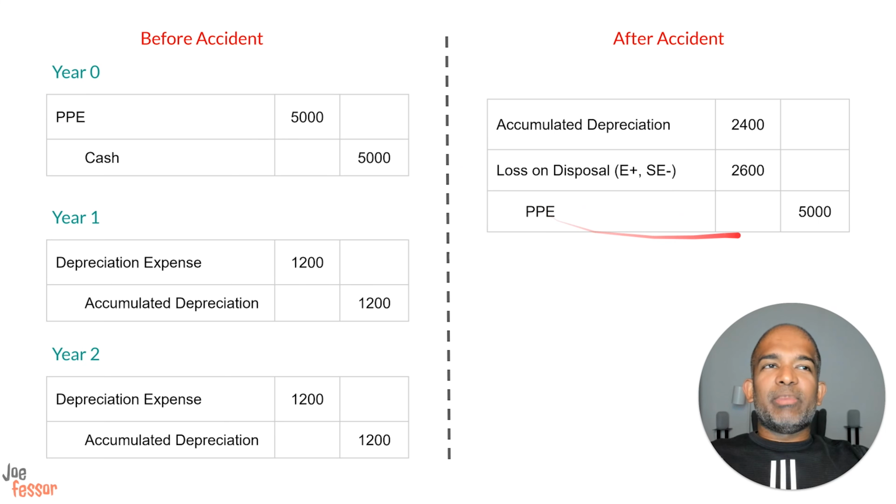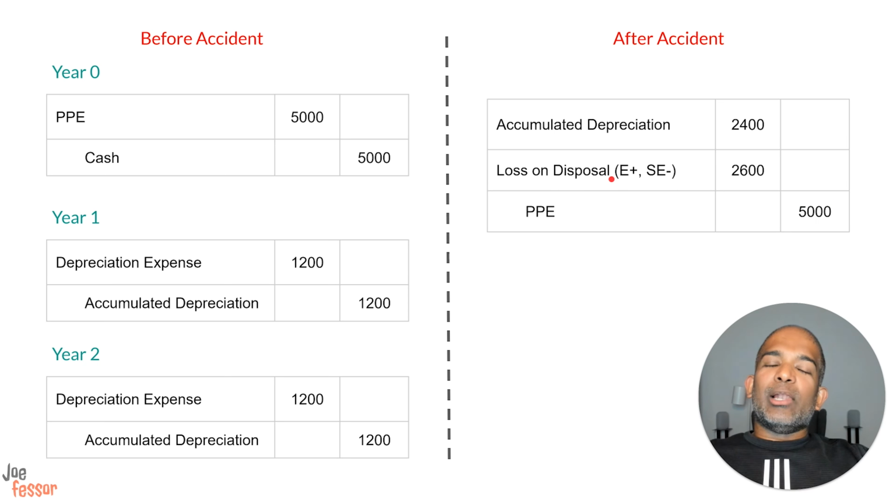So you would credit your PPE account by 5,000 and you will also reverse your accumulated depreciation. So you would debit your accumulated depreciation for a net total of $2,400. And the remaining $2,600, you would record it as a loss. Because it's a loss, you would have to show it on the debit side in order to balance the transaction.